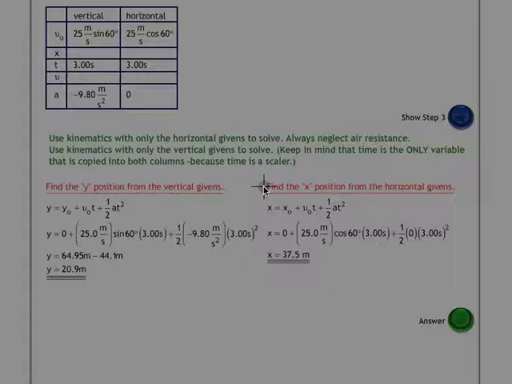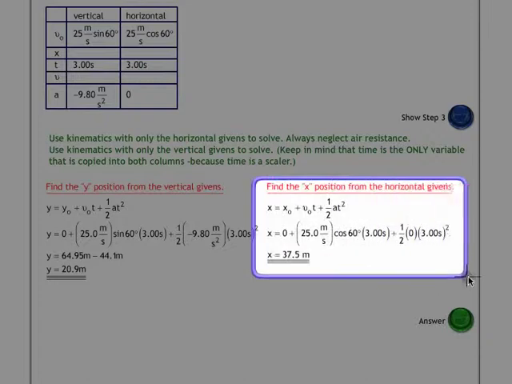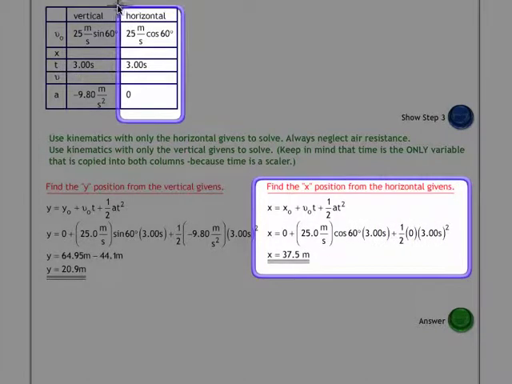Next, horizontally, those calculations are over here. And when I'm doing those calculations, don't forget to say only in the horizontal column. Don't get anything from the other column. So x equals x naught plus v naught t plus 1/2 a t squared. As usual, acceleration is equal to 0, which means it's just x is equal to vx naught times t. We call that the range equation. Range is equal to the horizontal velocity times time. And that gives me a distance of 37.5.